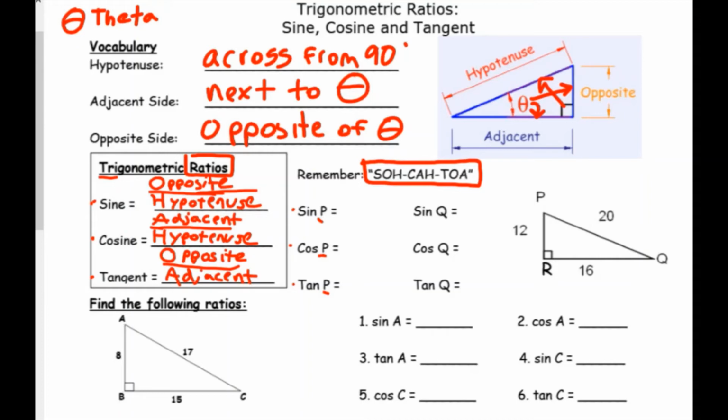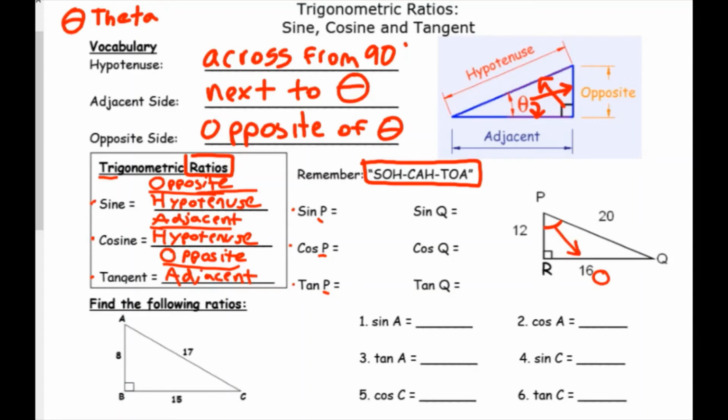So here's what I want you to do. Put a little arc at P, where that angle would be. Here's what you need to get really good at. You need to label O, H, and A. Label the opposite side, label the hypotenuse side, and label the adjacent side. Let me show you how it's done. Starting at P, if I go across, that's my O, opposite side. Put a little O over there, on all three.